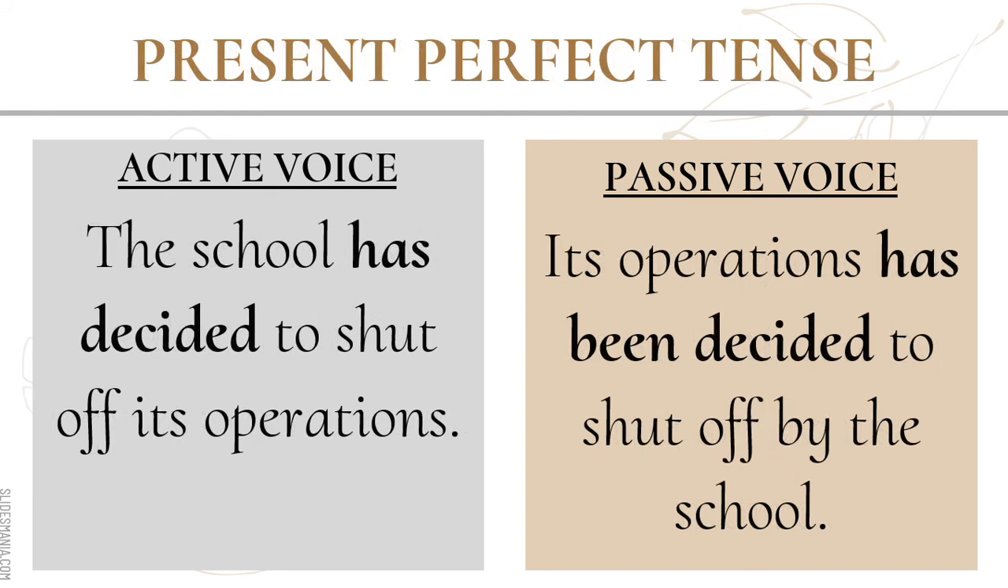Now, for the present perfect tense in the active voice, the school has decided to shut off its operation. So what is your subject? The school. What is the action? Has decided to shut off. And what is the receiver of the action? Its operation. Okay, as to the passive voice, take a look.